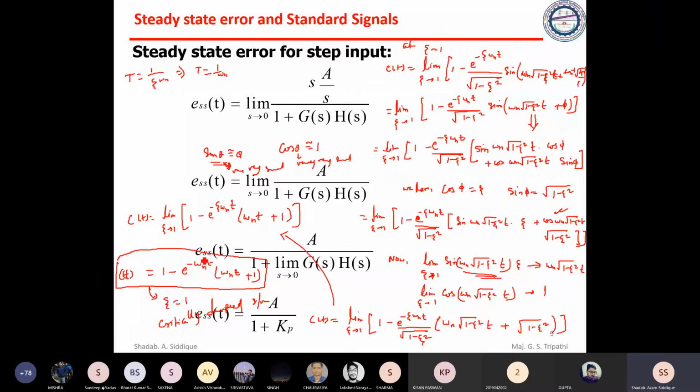So if you take the time constant value and substitute it, you will get e to the power minus 1 for one time constant. For two time constants, it will be e to the minus 2. For three time constants, it will be minus 3. And for different values of omega n, you can try to find it. Omega n is a constant value; you just substitute and try to find the plot.